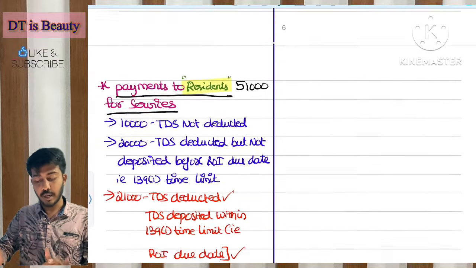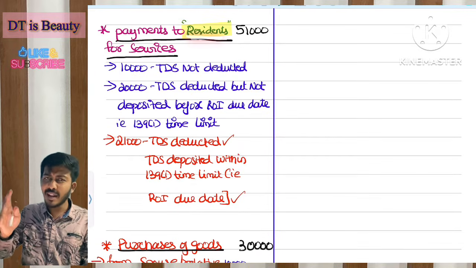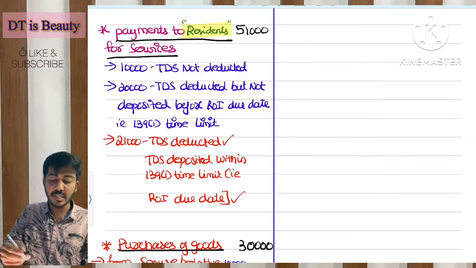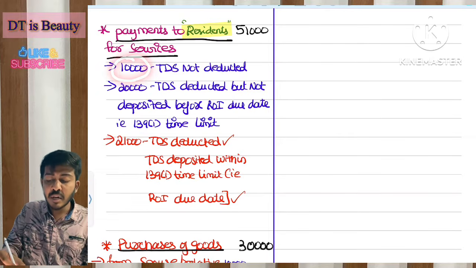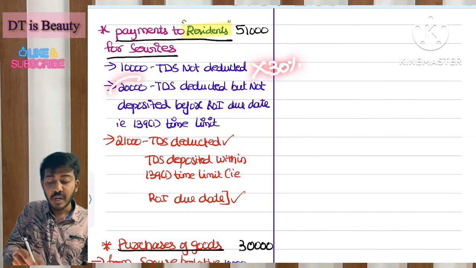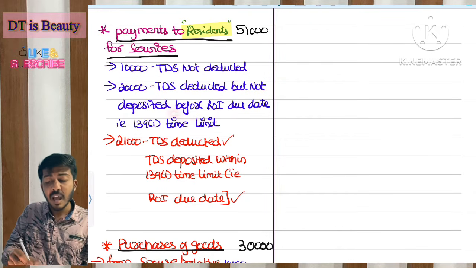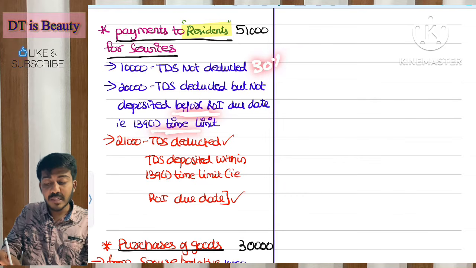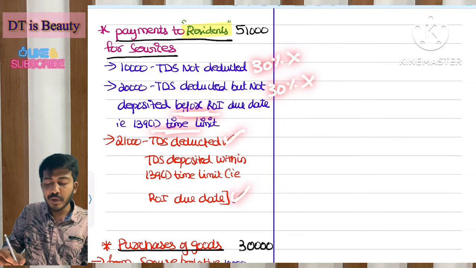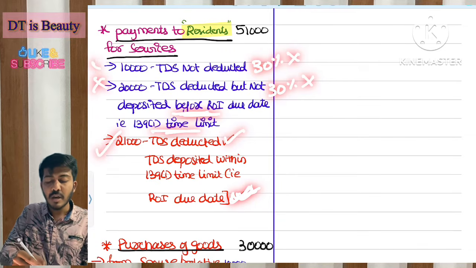Simple. Okay. Now come to the resident category. Payment made to the residents. It can be either salary or services, whatever it is. 10,000 TDS not deducted. Achacho, only 30% is wrong. 20,000 TDS deducted but did not deposit within the 139(1) time limit, which means this is 30% wrong and this is 30% wrong. Super, this they have deducted and deposited within the 139(1) time limit. This is correct, wrong and wrong.